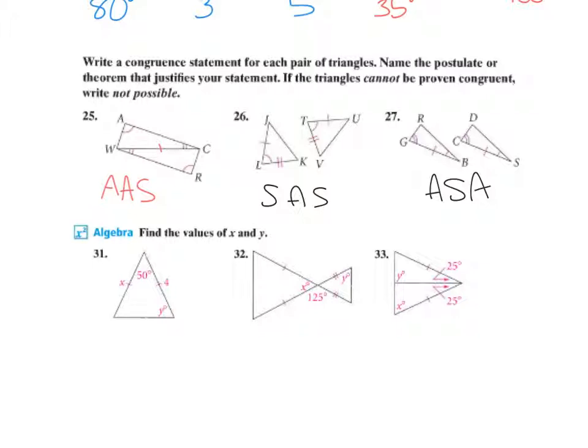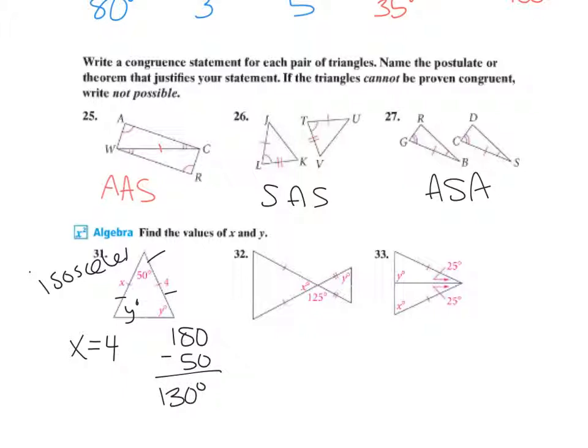Down here, find the value of X and Y. So 31 is an isosceles triangle because these two sides are equal. So X would have to equal 4. And then to figure out what Y is, this is the vertex angle. So I do 180 minus 50, which is 130 degrees.